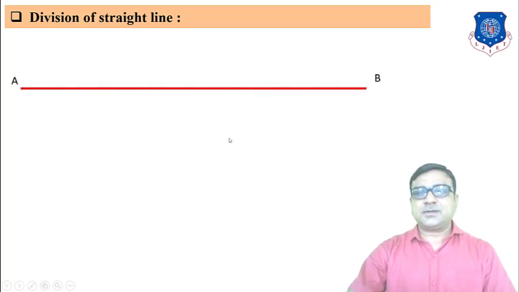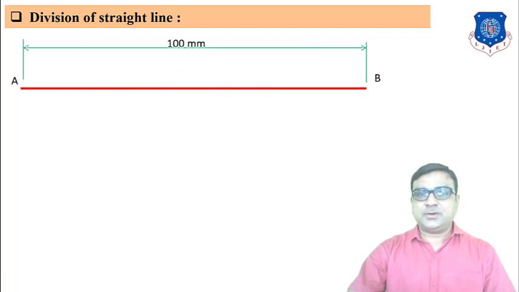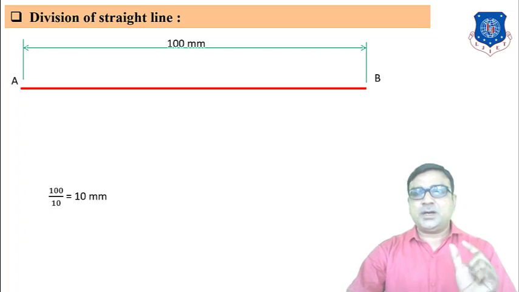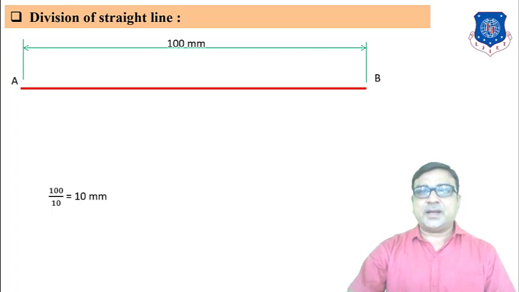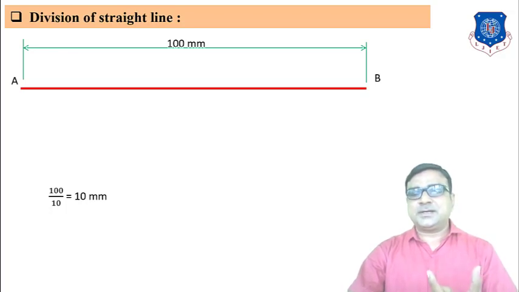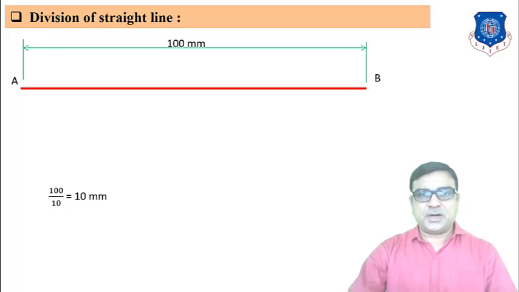Suppose I have a line AB of 100 mm long, and I want to divide this line into 10 equal parts. That means one division is equal to 10 mm. Usually, with the use of a scale whose least count is 1 millimeter, you can use 10 mm as 1 part, and 10 parts for the 100 mm long line.